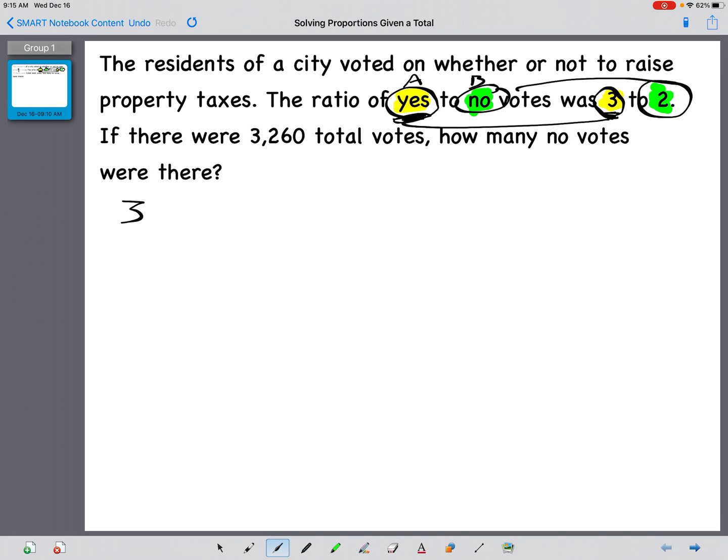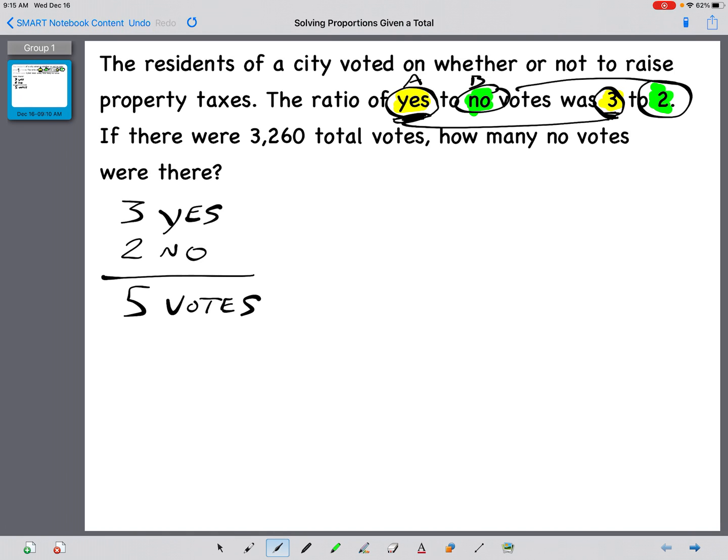So let's just write that down somewhere over here. 3 yes, 2 no. Okay, now the total of the two elements is 5. This is total votes. And so there's several pieces of information that you can derive from this. You could say that there's 3 yes votes out of every 5 total votes, or that there's 2 no votes out of every total 5 votes. Okay, there's 3 yes for every 2 no, or 2 no for every 3 yes.